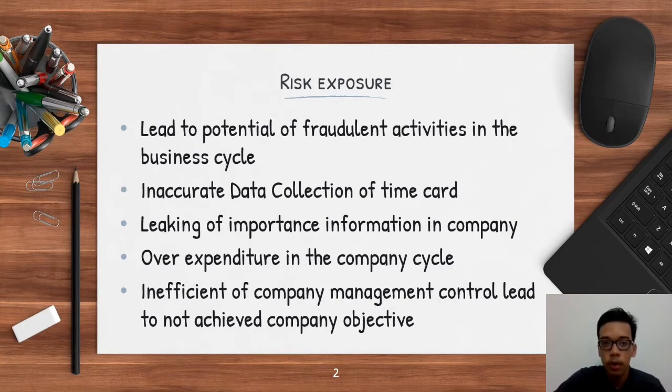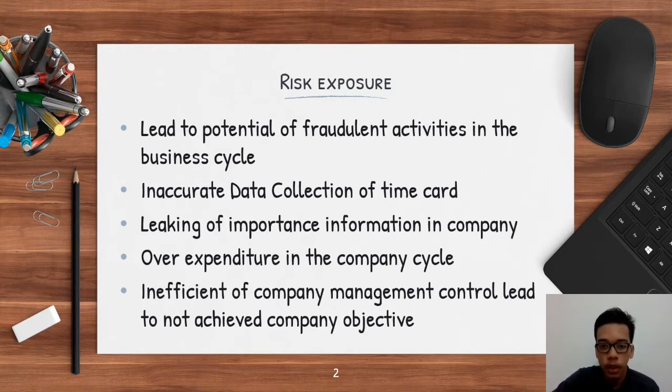The third is the leaking of important information in the company. Financial information is very important for internal control to achieve objectives in the long term. The personal data of employees is very important due to the privacy of the workers. This leaking of information can lead to losing a lot of revenue for the company.